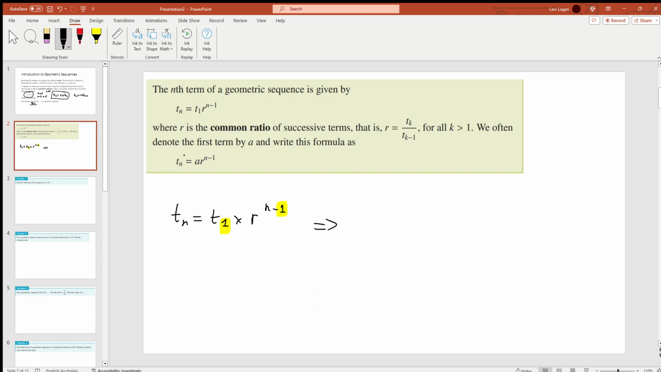So we can actually replace this with this formula. So we have t of n is equal to t of k times r to the power of n minus k. So the only thing here we did was change the 1 to a k. So change a couple indexes.